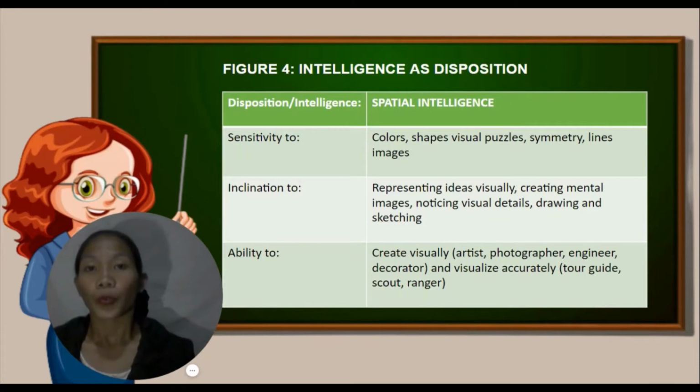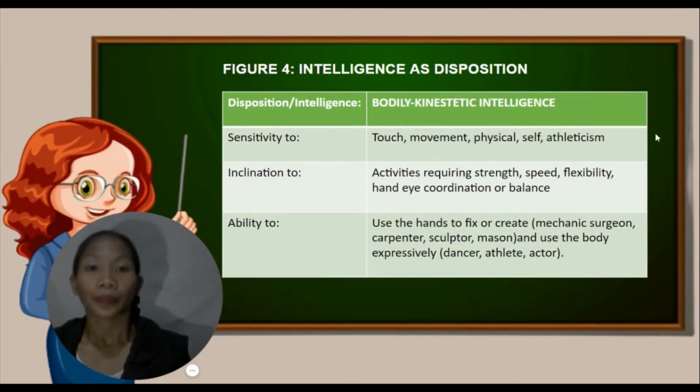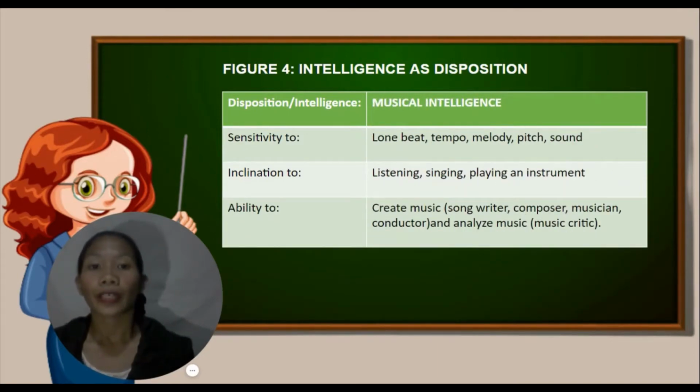So those persons have sensitivity to color, shape, visual patterns, symmetry, lines, images, and it is inclination to represent ideas visually, creating mental images, noticing visual details, drawing, and sketching. So those are the skills, and they have the ability to create visually, like the artist, the photographer, the engineer, and the decorator. And they can also visualize accurately, like the tour guide, scout, and ranger.